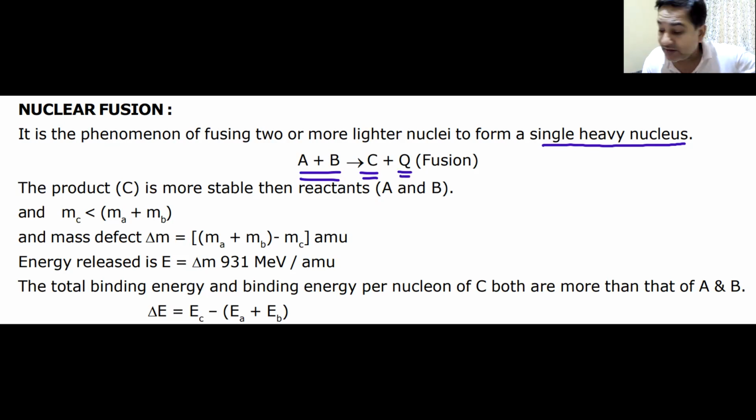And then you have this Q. This Q is the energy released in the fusion. The product C is more stable than the reactants A and B. The mass of the nucleus C is less than the mass of A plus B. The mass defect will be mass of A plus mass of B minus mass of C. The energy release will be mass defect multiplied by 931 MeV. The binding energy of the bigger nucleus, because it is more stable, will be more than the combined binding energy of the two. Do we understand this?